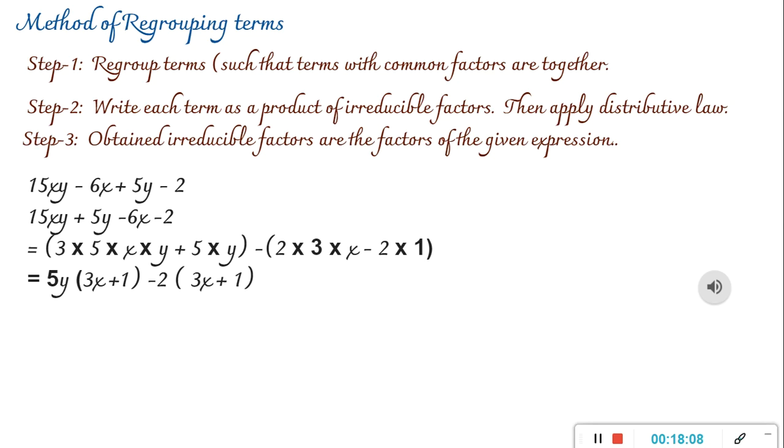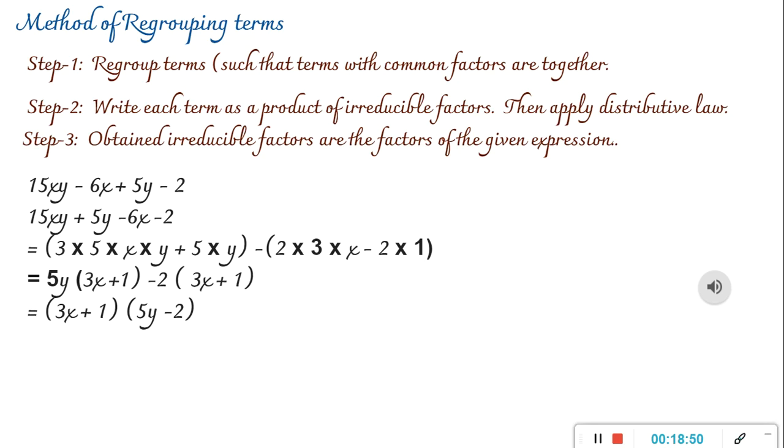Now 5y into (3x plus 1) minus 2 into (3x plus 1). We compare these terms 5y into (3x plus 1) and minus 2 into (3x plus 1). Is anything common? Yes, 3x plus 1 is common. Right? Now what are we left with? 5y minus 2. So what becomes of the first term? We have taken 3x plus 1 as a common factor, so what is left is 5y in the first term. Also, from the second term the common factor 3x plus 1 is taken out. Then what is left? Minus 2.